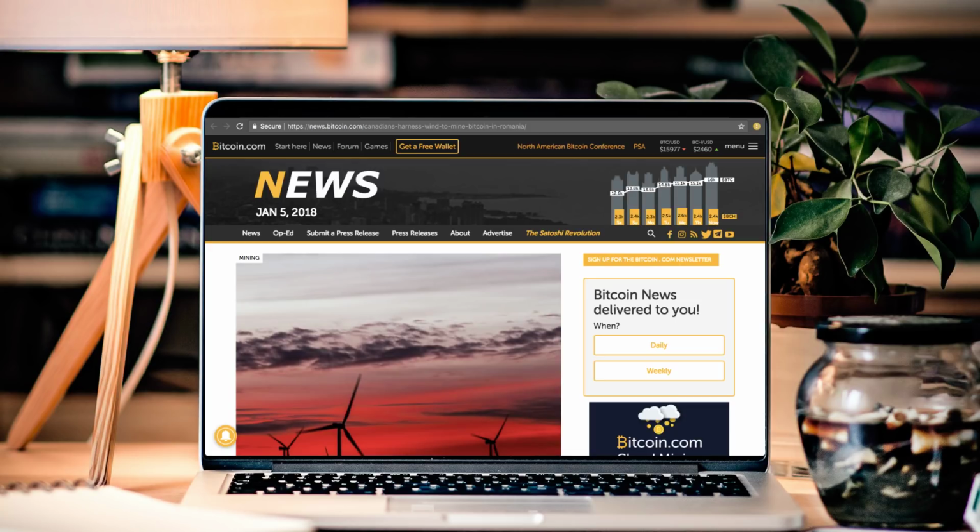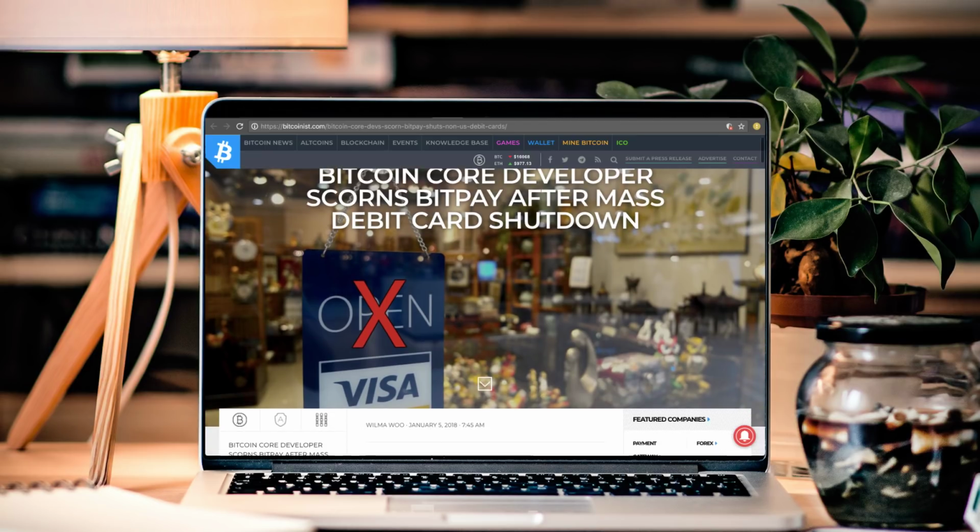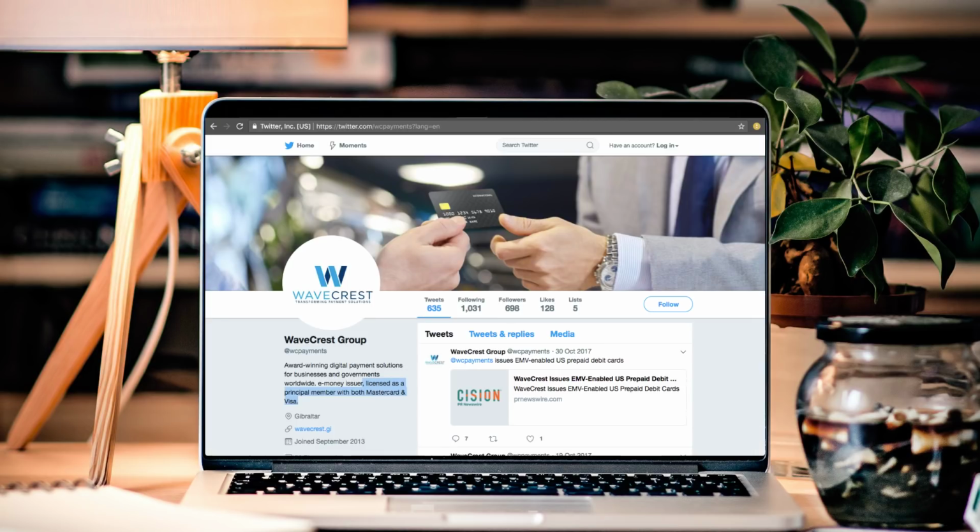Otherwise, the big news has been on Twitter about Bitcoin and the payment systems. Visa looks like they've pulled the plug for all of these companies and they are just sitting there without any warning. So this is what I mean. Earlier today, the company WaveCrest announced to its clients that they have been warned by Visa to immediately cease operations.